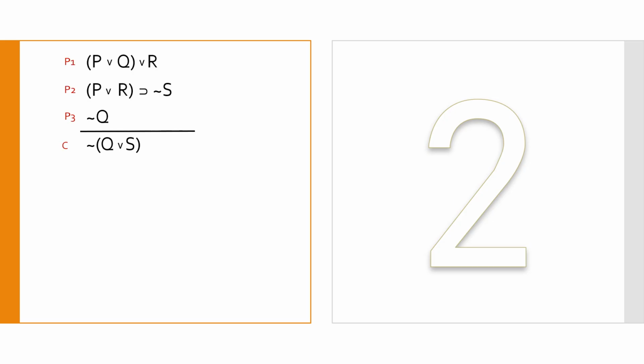So let's take a look at a second example, and in this case, one that's a bit more complex. So premise 1 of this argument says it is either P or it is Q, or it is R. And premise 2 says if it is either P or it is R, then it is not S. Premise 3 says not Q, and then our conclusion says it is not the case that it is Q or it is S.